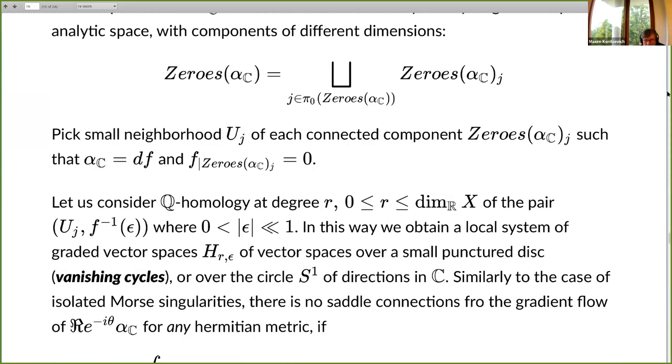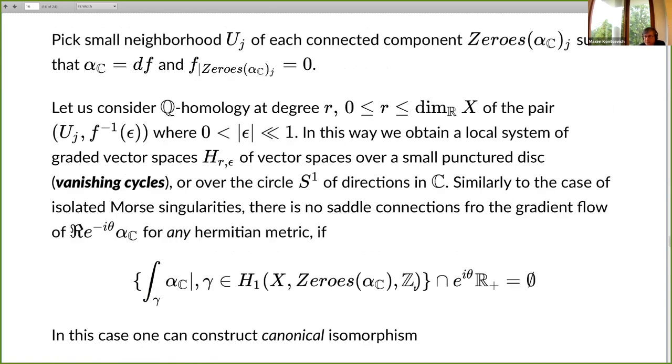Now consider the following homology group. A fixed degree in which I'm interested in homology, it's R. And then consider homology of the pair: this is my small tubular neighborhood, and the pullback of a complex number epsilon, very small, by this function. In this way, I get a local system over the circle of directions, depending on the argument of epsilon, of some graded vector space over rational numbers, which are called vanishing cycles. For the Morse case, it's only one vanishing cycle, in middle degree, and here it could be other cycles in other degrees. There are misprints.